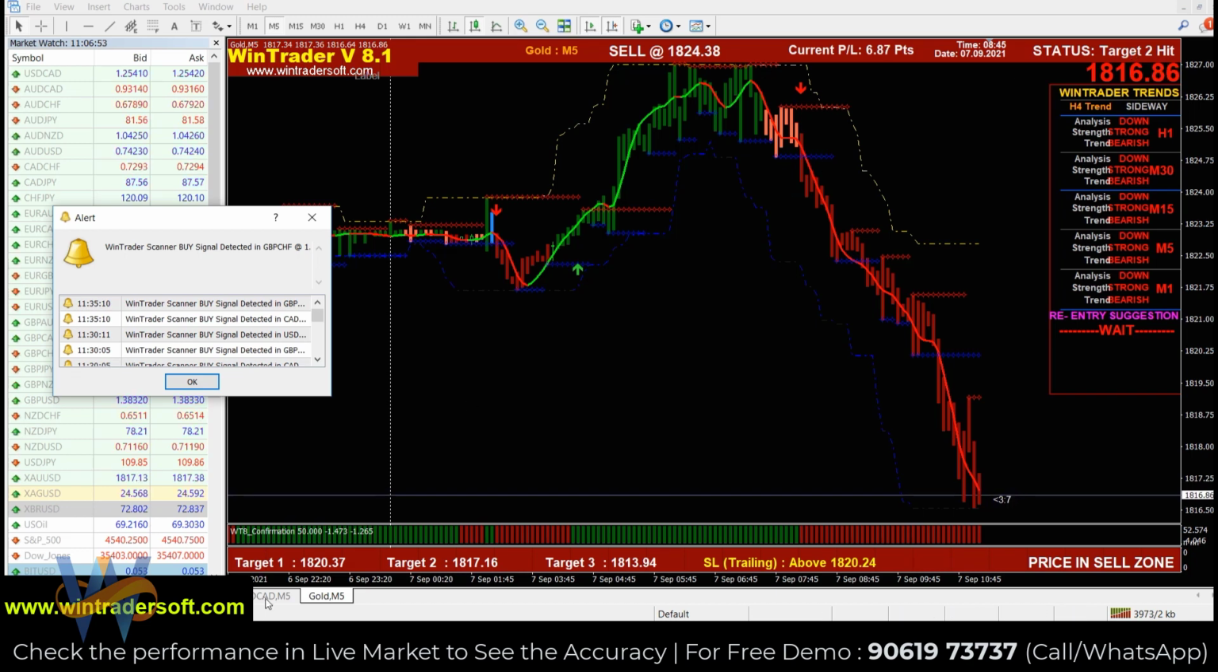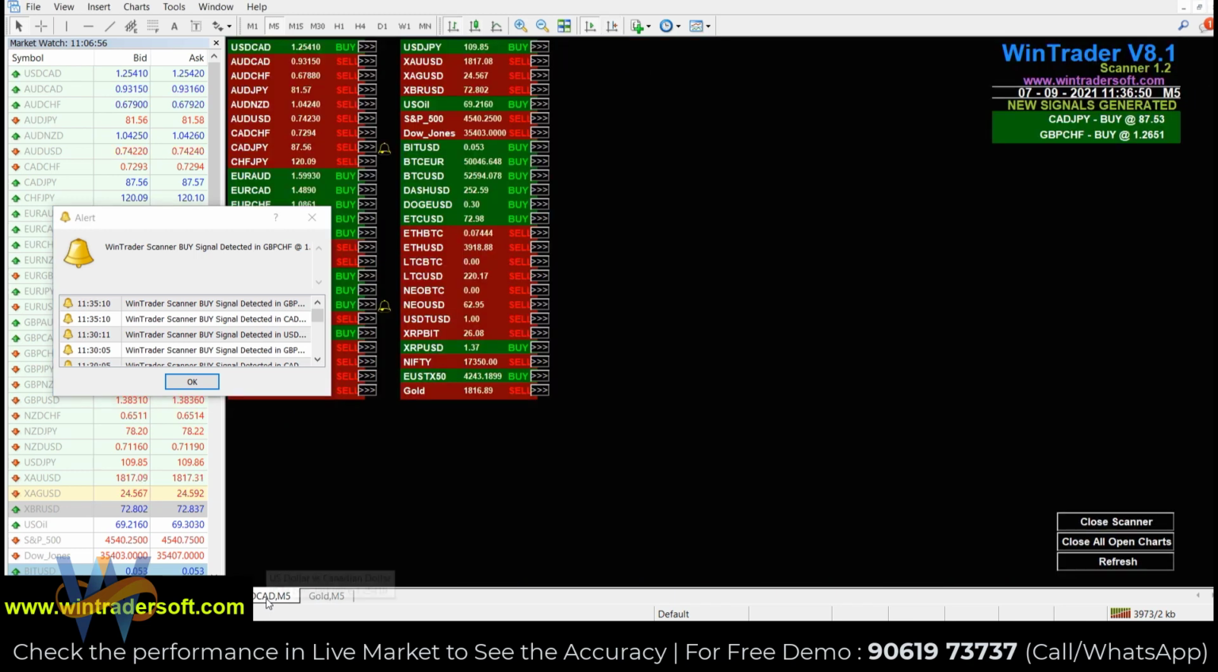Right now I'm going to show you the scanner 1.2. The running version is 8.1 and the scanner 1.2. In this scanner you can add whatever pairs you want to trade. You can add all the symbols, and whatever charts you add, it automatically scans all those symbols and gives automatic signals. But before taking the signal, you always have to check the confirmation. If the software gives a signal, you don't take a direct entry. Just open the chart and check whether the given signal is confirmed or not. If it is confirmed, only then can you take the position. Otherwise, just ignore the signal.